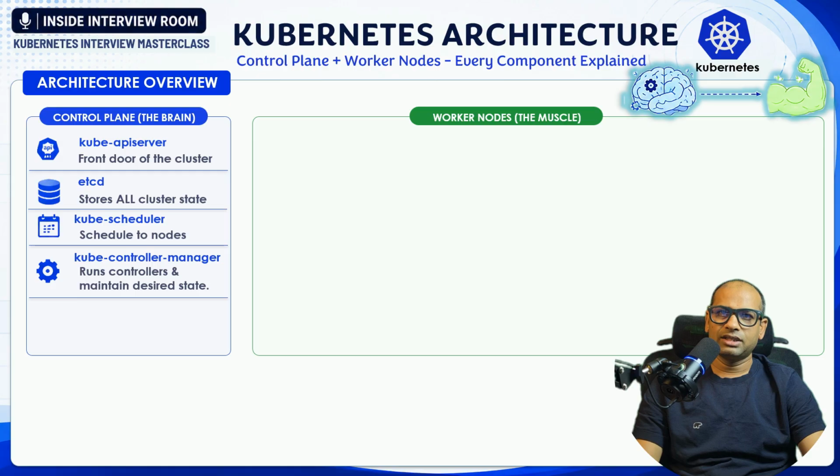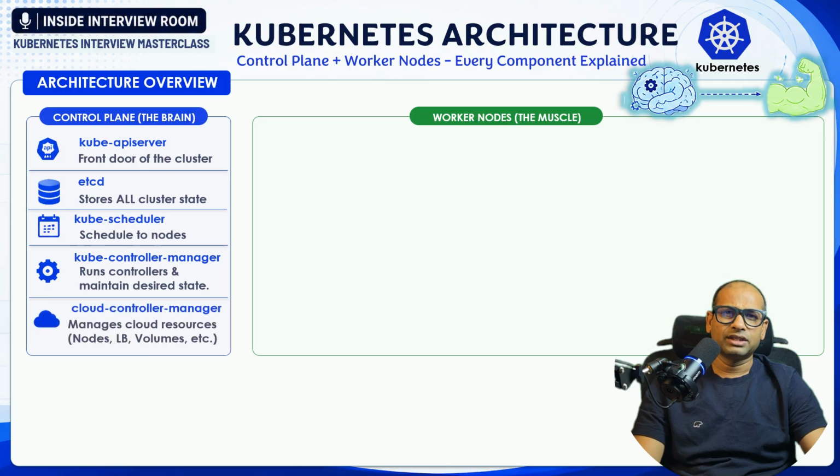Kube controller manager. This one runs controllers, and controllers are the soul of Kubernetes. A controller is a loop that constantly compares what you ask for against what is actually running and works to close the gap. You said 3 replicas, only 2 are live. The controller notices and creates the third one. That reconciliation loop is the single most important idea in the whole system.